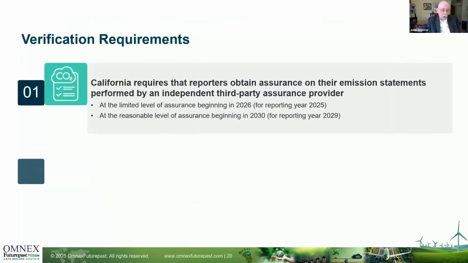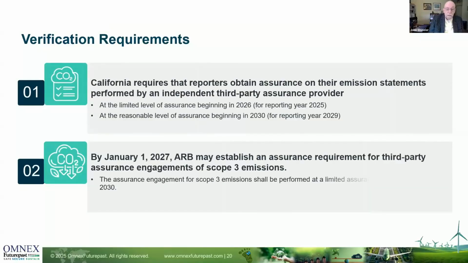So what are the verification requirements? You must obtain limited assurance on your 2025 emission report by an independent third-party assurance provider. We are expecting that ARB will designate who is qualified to be an independent third-party assurance provider in 2026, and that the first few years of reporting, verification will be performed at the limited level of assurance.